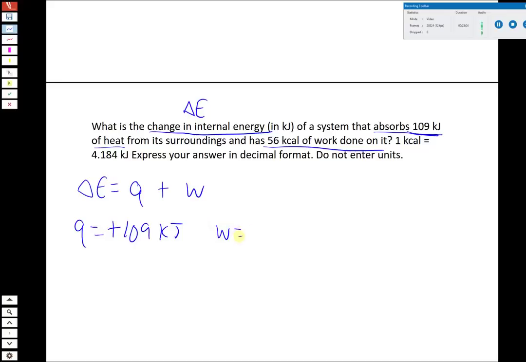And then W is going to be, we have 56 kcals of work done on it. So if work is done on the system, that means work is also positive. So you have to really read the problems closely to figure out if Q or W is going to be positive or negative. So if heat is absorbed, it's positive. If heat is released, it's negative. If work is done on the system, it's positive. If work is done by the system, it's negative. So again, reading the question carefully to figure out those clues to give us the signs of Q and W.